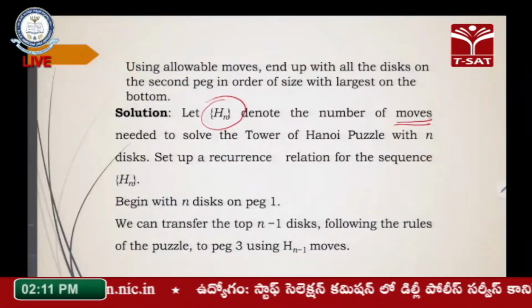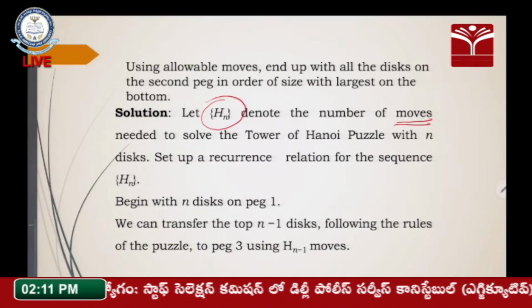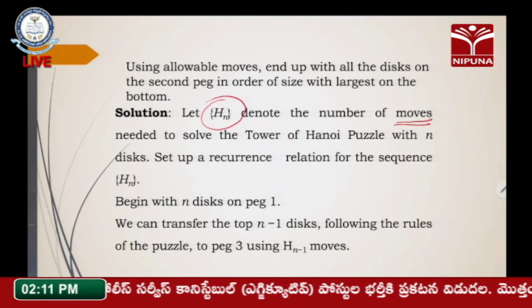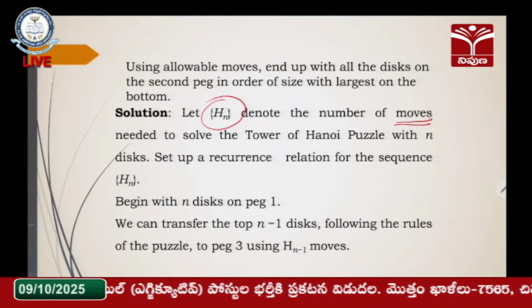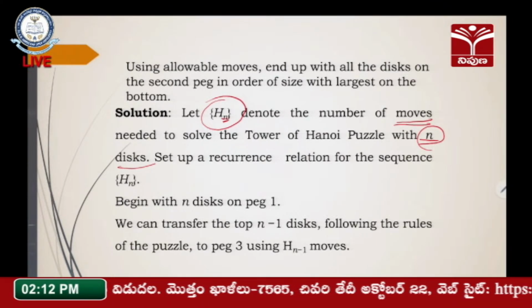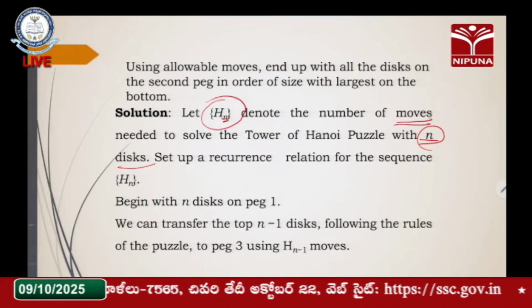Following this condition, what is the condition? The larger size disc must be placed at the bottom of the smaller one. Okay, this is the Tower of Hanoi problem. Since we have to model this again as a recurrence relation, instead of Fn, now we use Hn. This Hn denotes the number of moves. Keeping a disc from one peg to another peg is called a move. So, Hn stands for the number of moves needed to solve the Tower of Hanoi problem with n disks. This n stands for n disks.